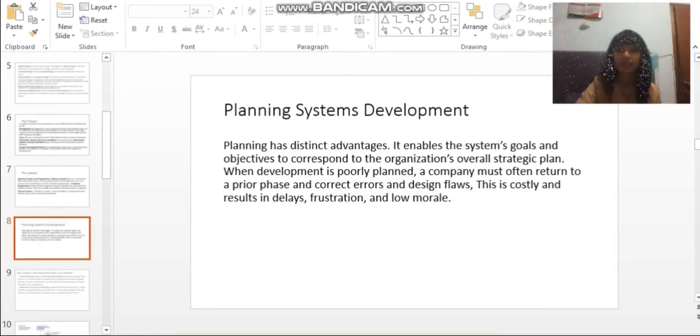Planning system development. Planning has a distinct advantage. It enables the system's goals and objectives to correspond to the organization's overall strategic plan. When development is poorly planned, a company must often return to a prior phase and correct errors and design flaws. This is costly and results in delays, frustration, and low morale.